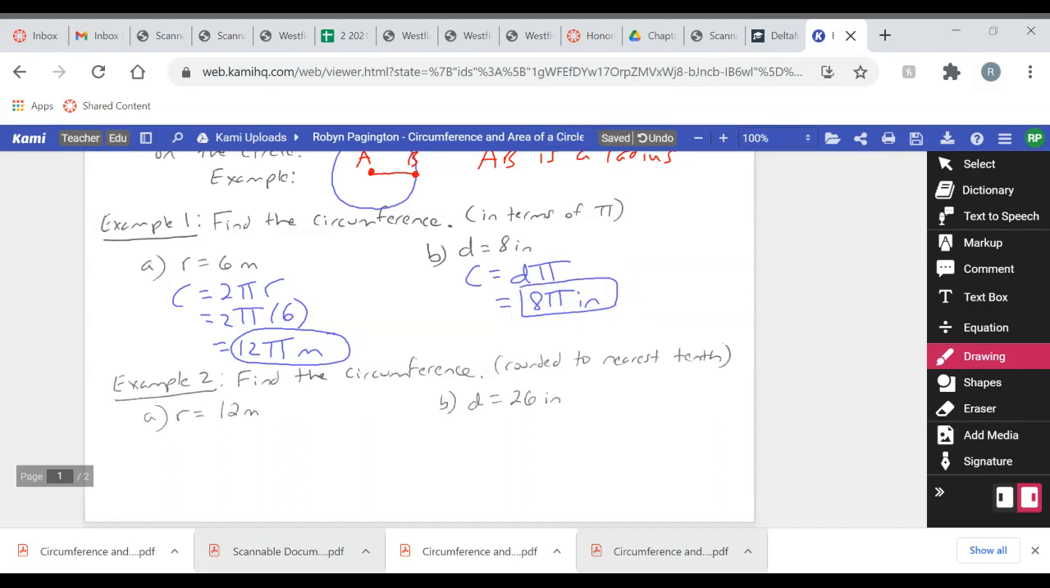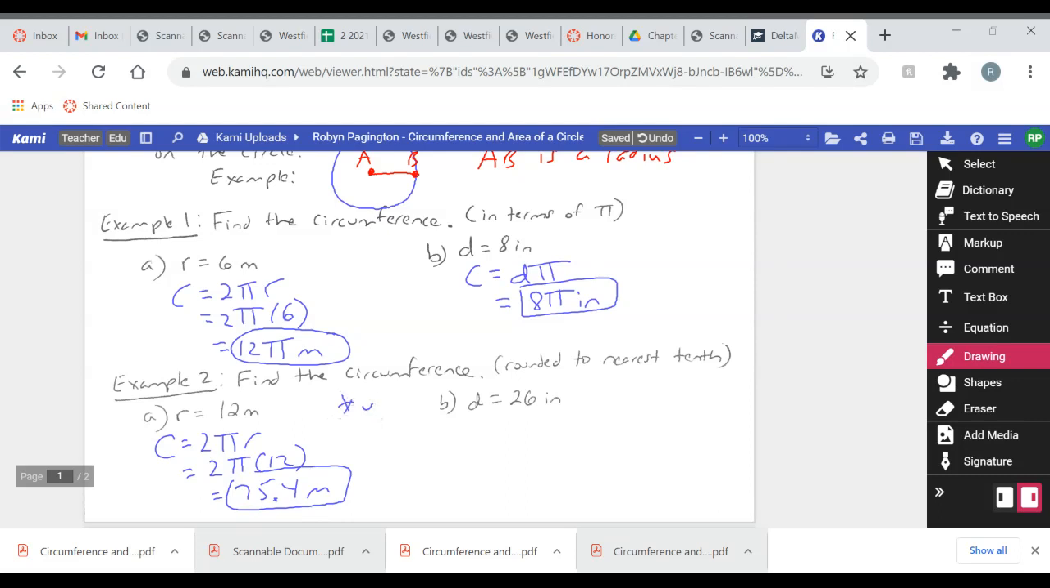Okay, on example 2, it says find the circumference rounded to the nearest tenth. So again, same formula, but now when I plug that 12 in for r's place, I need to go ahead and multiply 2 times pi times 12, and rounded to the nearest tenth is 75.4 meters.